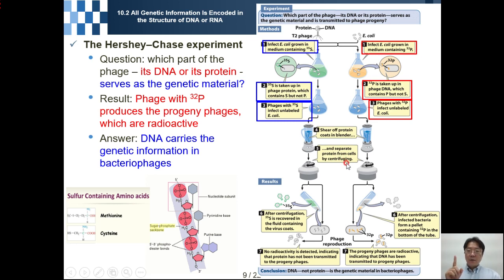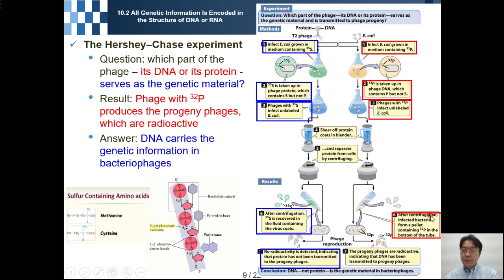So I have a question. Which part is in the bottom? The bottom means the nuclei, because the nucleus is very heavy, so it will be located in the pellet. How about the upper location? Protein is not heavy compared to the DNA, so protein will be located in the upper region. So okay, after centrifugation, S35 is recovered in the fluid containing the virus coat, not in the pellet. So it means that no radioactivity is detected in the pellet, indicating that protein has not been transmitted to the progeny phages. How about in this case?